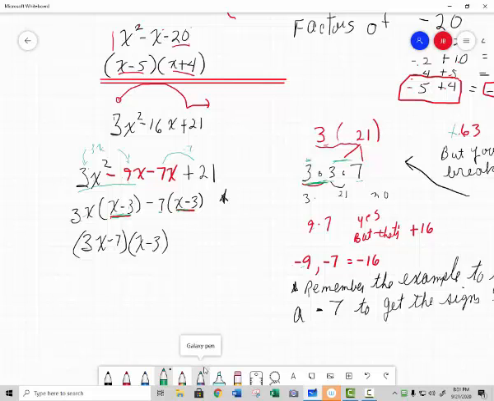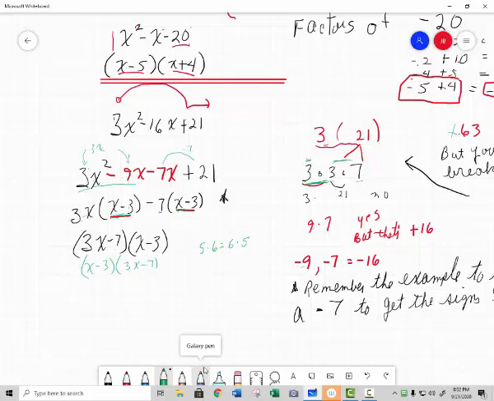Now I want you to notice that it doesn't make any difference. I could have written that as 3x minus 7 times x minus 3. It doesn't make any difference which order you put those in. Think about it. 5 times 6 is the same thing as 6 times 5. It doesn't make any difference which order you have, as long as you have both factors.